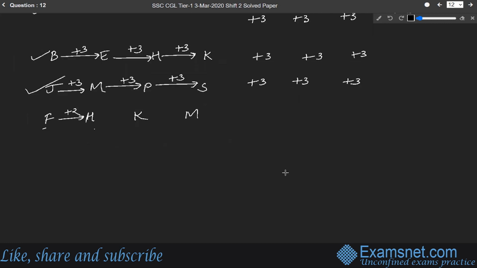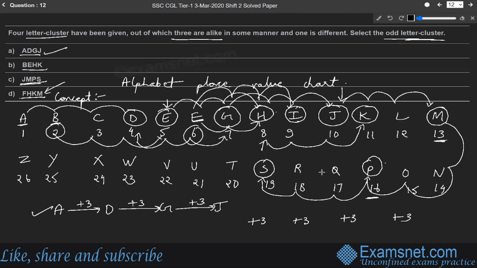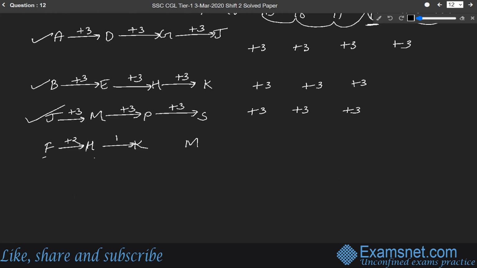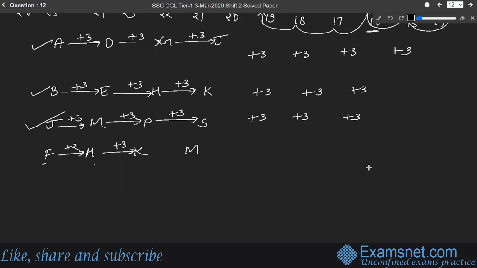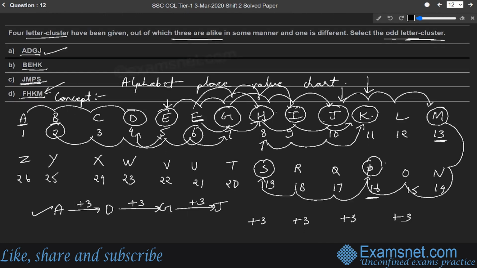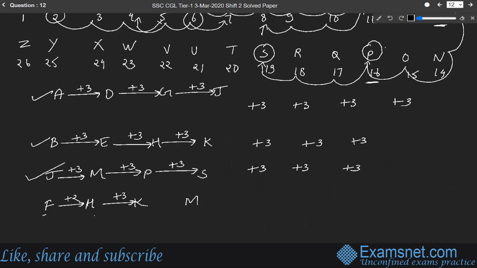Then H and K. So let us look at H and K. We know that H plus 3 gives K. H is present here. So 1, 2, and 3. H plus 3 will give K. Next is K and M. So where is K? K is present in the 11th position and M is present in the 13th position. You can see that K plus 2 gives M. So here K plus 2 will be M. So here the concept is not followed. Here the series is plus 2, plus 3, and plus 2, which is different from all the 3 letter clusters.